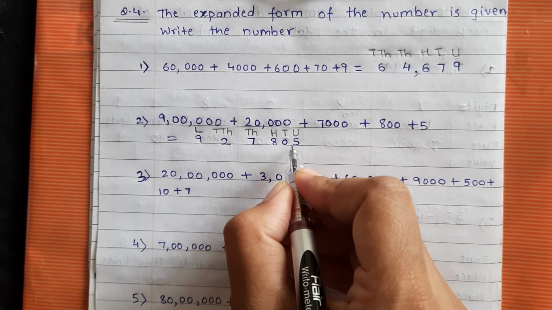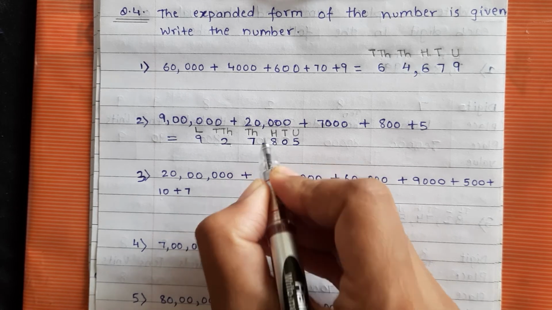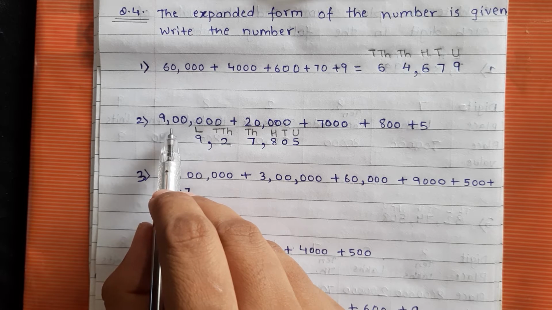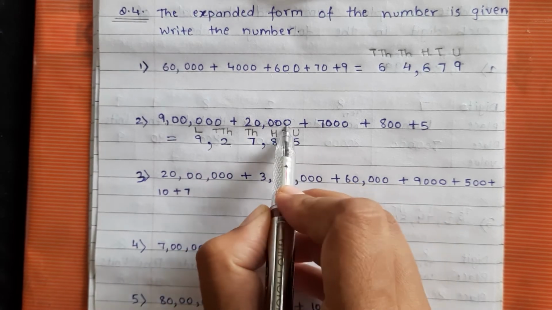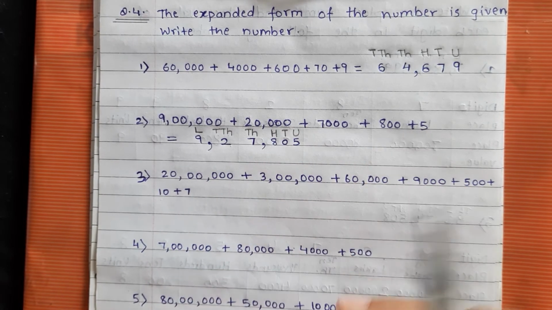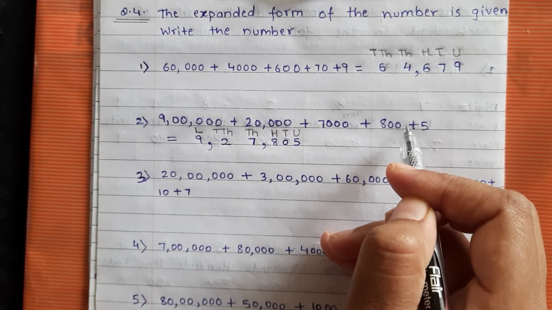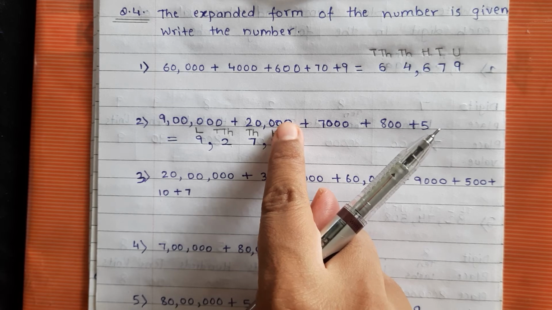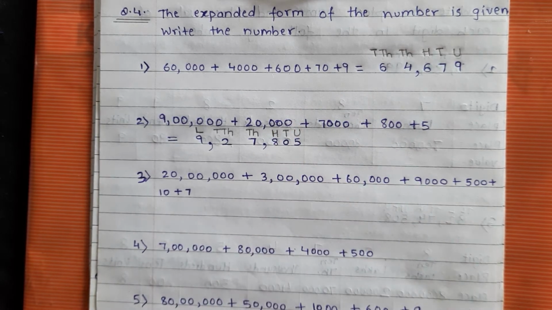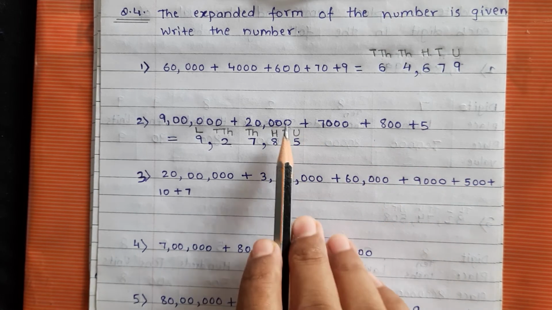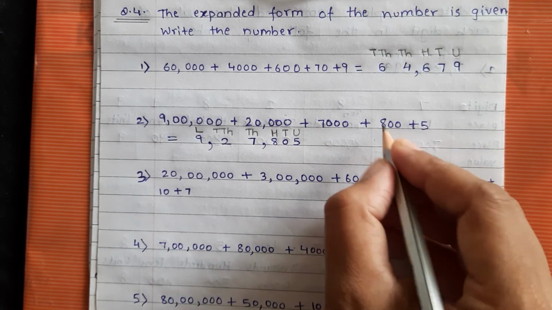And how to give comma? 1, 2, 3, comma, 1, 2, comma. So our number is 9,27,805. So here there is no tens place number. So don't do like this, that don't write this place only. Okay, otherwise the number will get wrong. If you don't write this tens place, so how it will look?